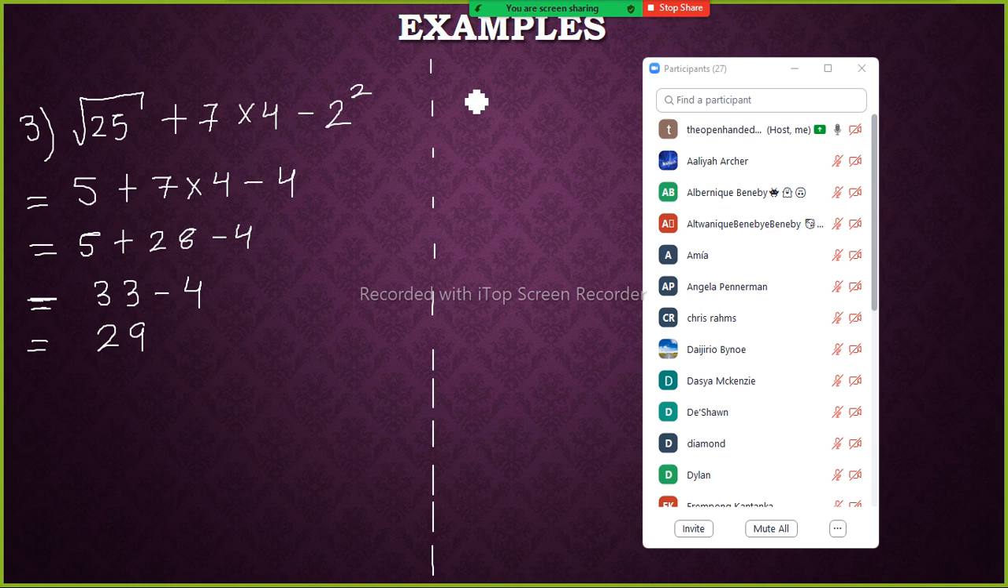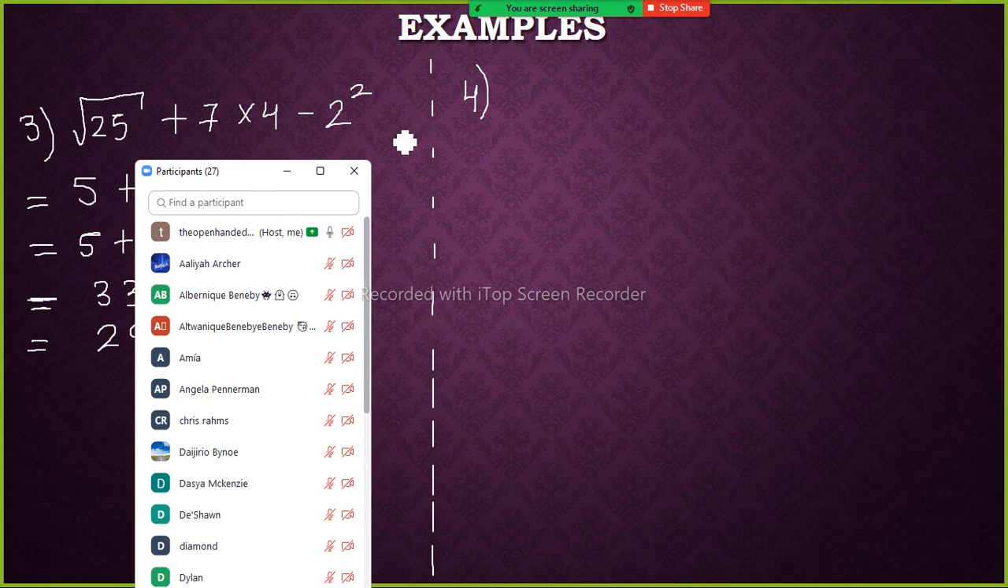Before we actually get into the exercises of today, final example. So we have the square root of 9, plus 5 times 3 minus 1 squared.